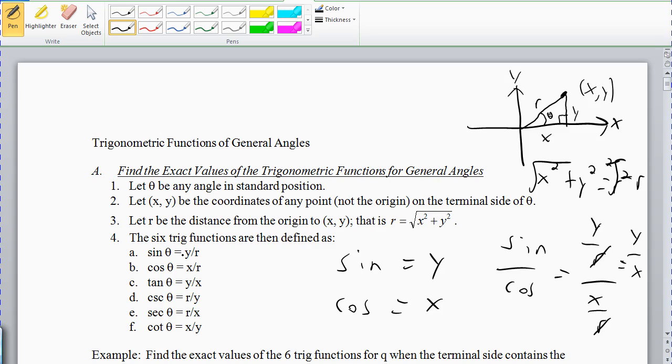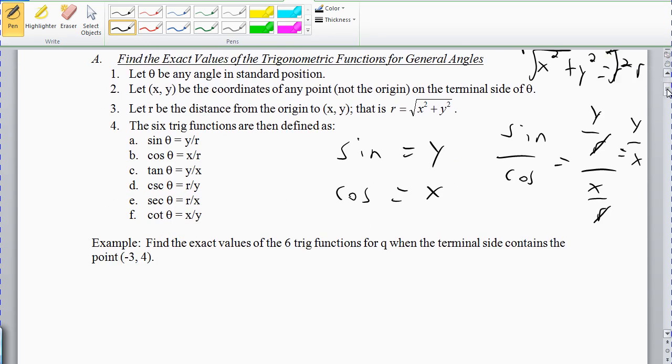And then cosecant is just the flip of sine, secant is the flip of cosine, and cotangent is the flip of tangent. But sine and cosine, if you know sine and cosine, you know everything.